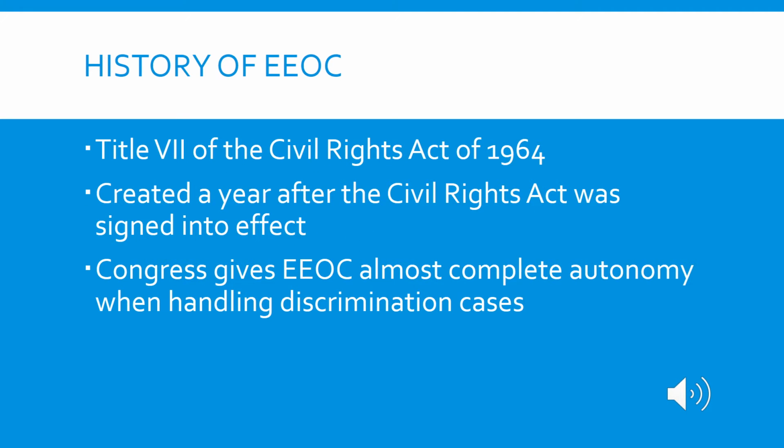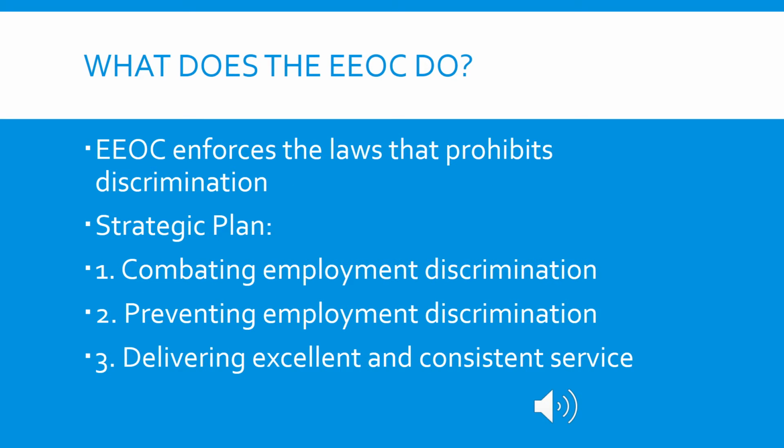After Congress passed the Civil Rights Act, the Equal Employment Opportunity Commission, or the EEOC, was created via the Title IX section, a year after the Civil Rights Act was signed into effect. Congress has given the EEOC almost complete autonomy when dealing with enforcement of the Civil Rights Act. The EEOC enforces the laws that prohibit employers from using protected classes to discriminate against potential or current employees within all terms and conditions of employment.